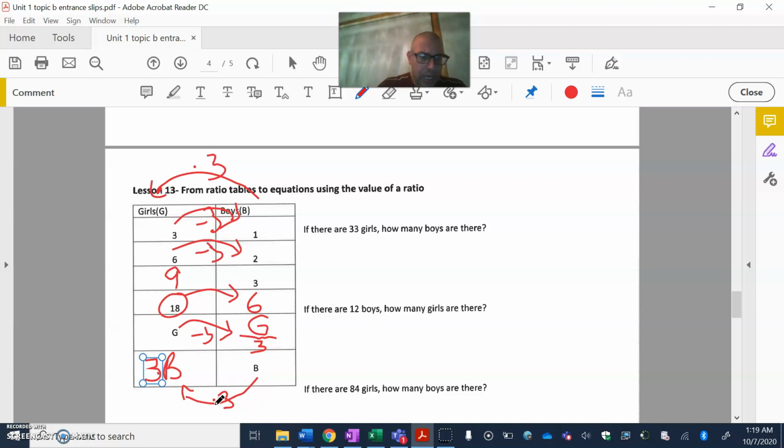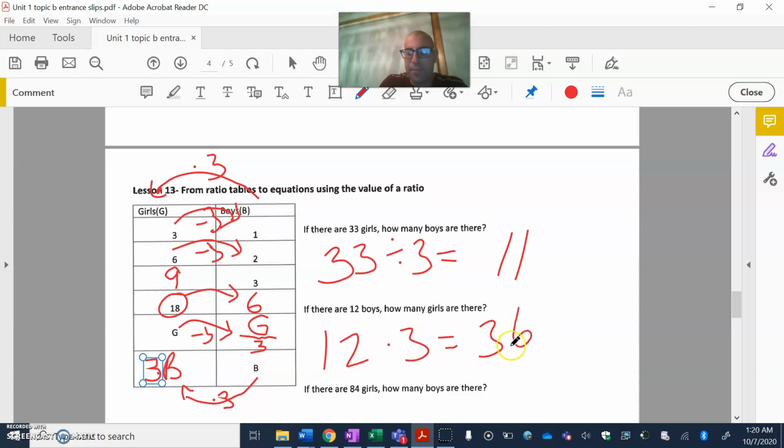So let's fill in what we got going on here. 33 girls. Well, again, we're at the girls' side and we're going to the boys' side. Every time we get from the girls' side to the boys' side, we are dividing by 3. So take that 33, divide by 3, and say hello to 11. 12 boys. So again, if I was in the boys' side, what am I doing here from the boys' side to the girls' side? Well, each time I am getting bigger, I am multiplying it by that 3. So take that 12 times that 3, you're going to get your 36.